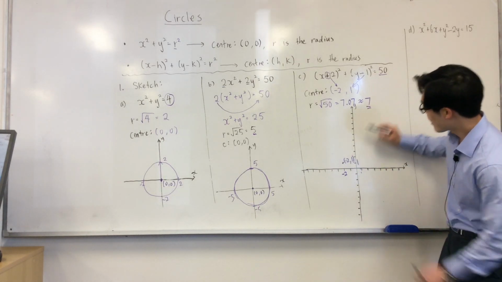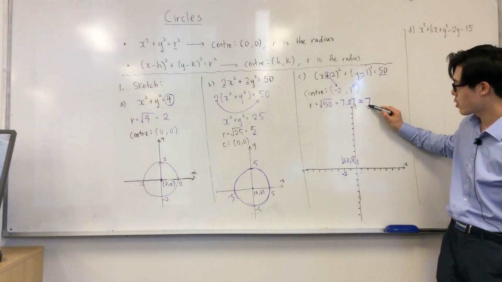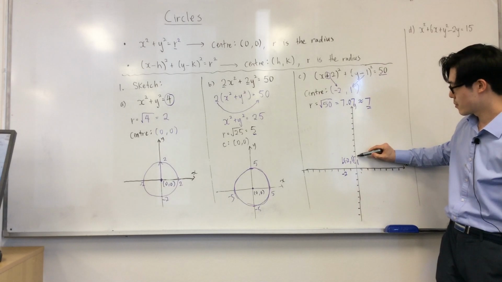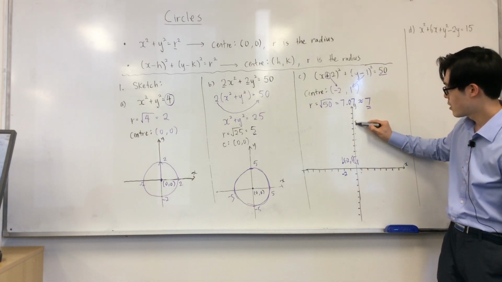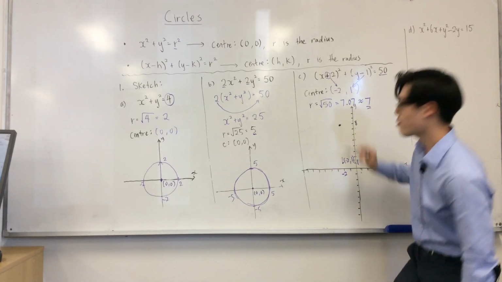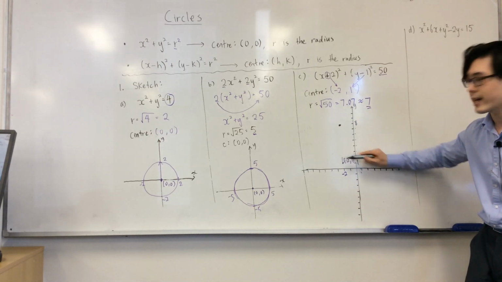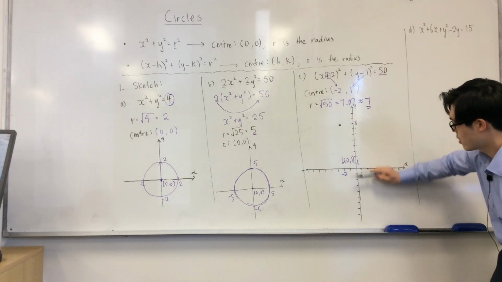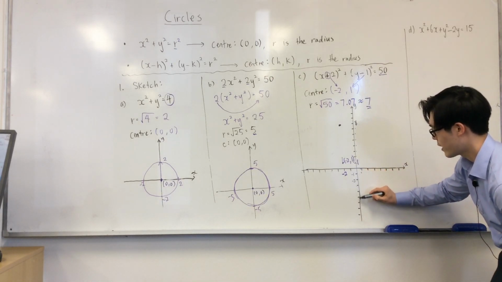So from here, I have to count 7 units up. Okay, so it's 1 here. If it's 7 units up, where am I going to go up to? 8. Yeah, so 1, 2, 3, 4, 5, 6, 7, 8. So if I'm accurate, it has to go through there. And from here, if I go 7 units down, where am I going to be? Yes. So minus 1, minus 2, 3, 4, 5, 6.